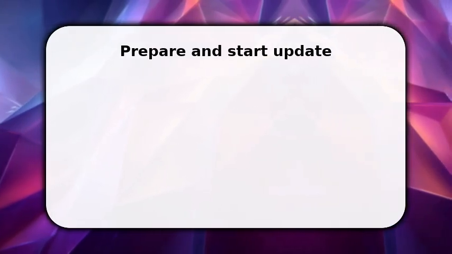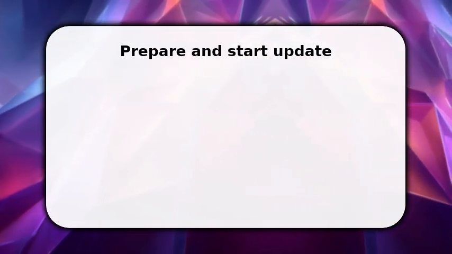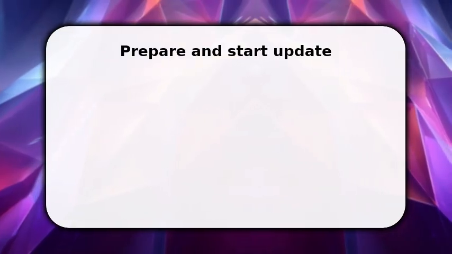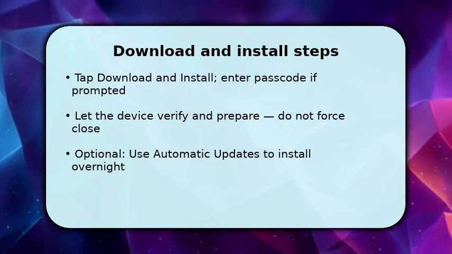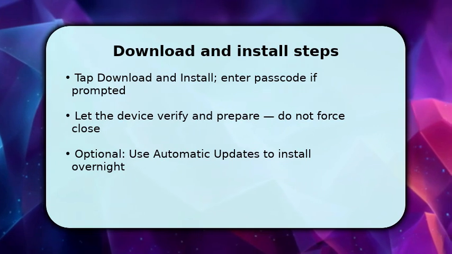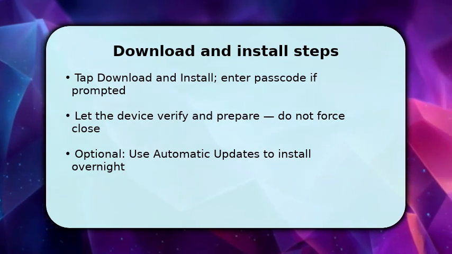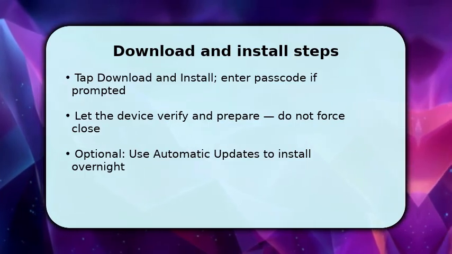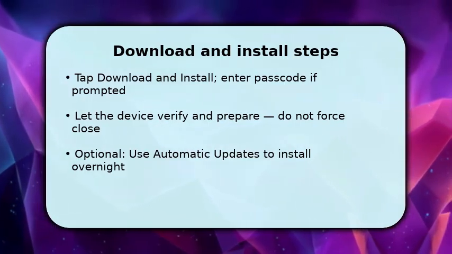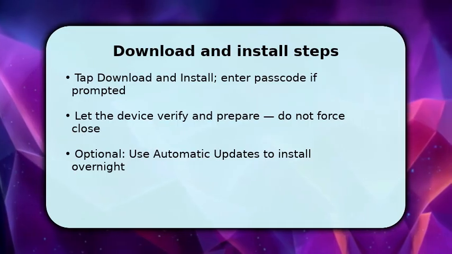If an update appears, tap Download and Install. This starts verification and prepares your device for the next phase. You'll enter your passcode when prompted and tap Download and Install. The phone will download the update package and then verify it. While it prepares, avoid using heavy apps or forcing a restart because interrupted installs can cause errors.